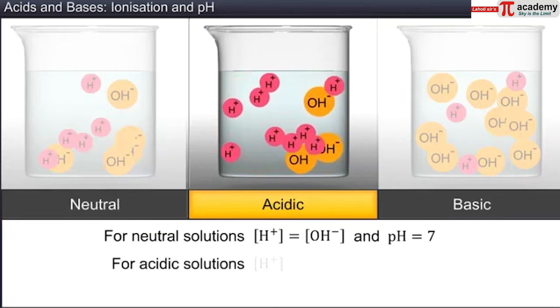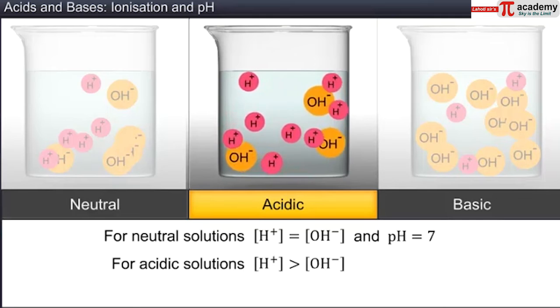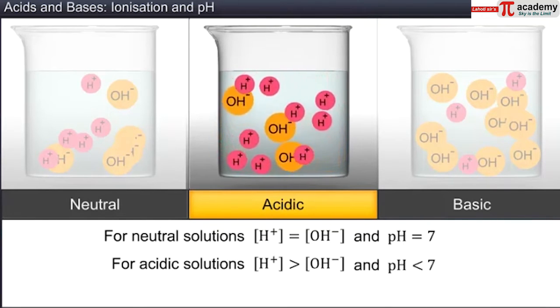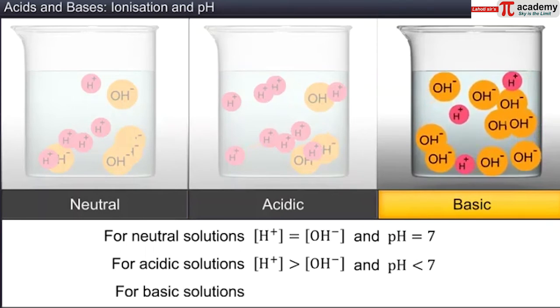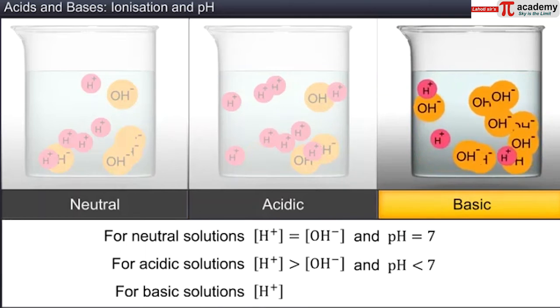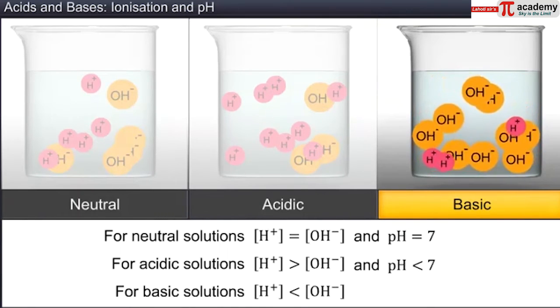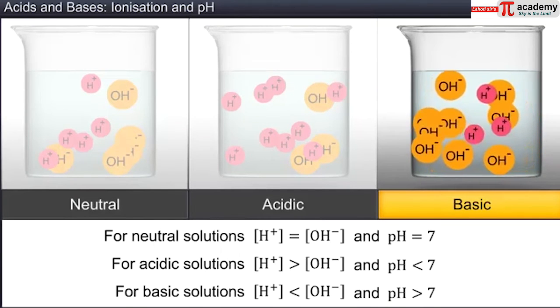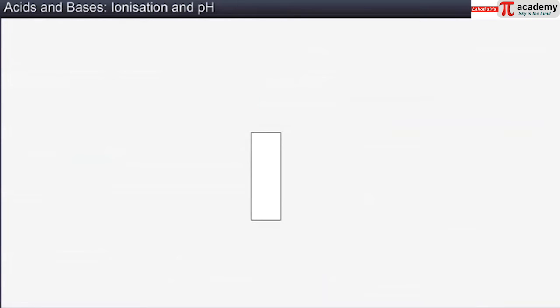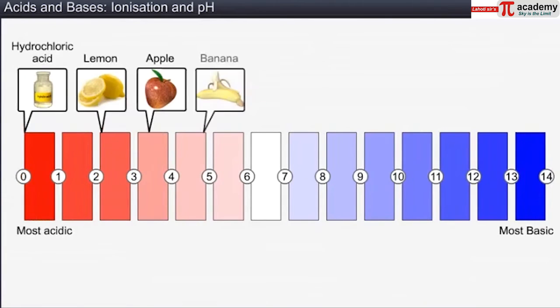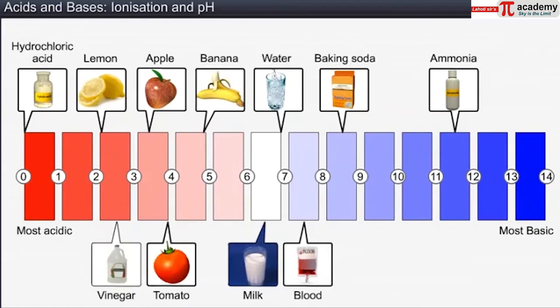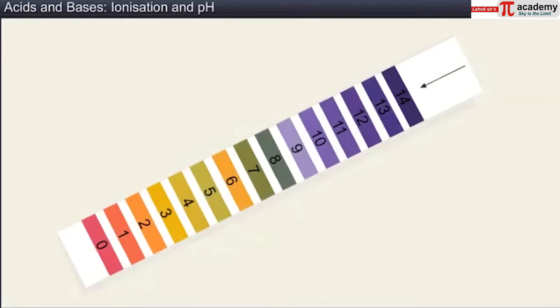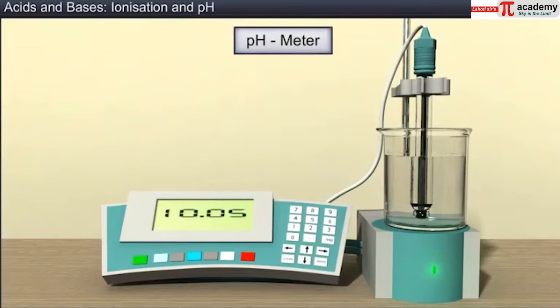For acidic solutions, the H+ ion concentration is greater than the OH- ion concentration, and the pH is less than 7. For basic solutions, the H+ ion concentration is less than the OH- ion concentration, and the pH is greater than 7. The pH of some common substances is shown here. The pH of a solution can be roughly estimated using a pH paper that gives different colors in solutions of different pH values. For accurate measurement, pH meters are used instead of pH papers.